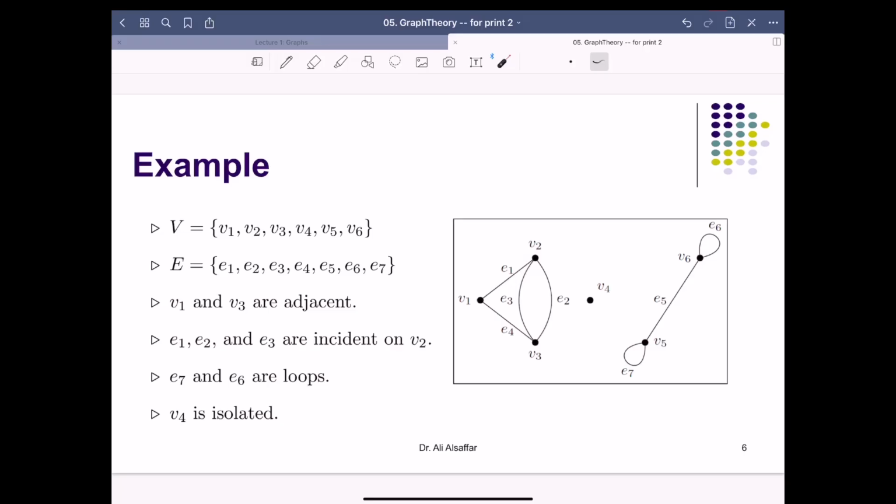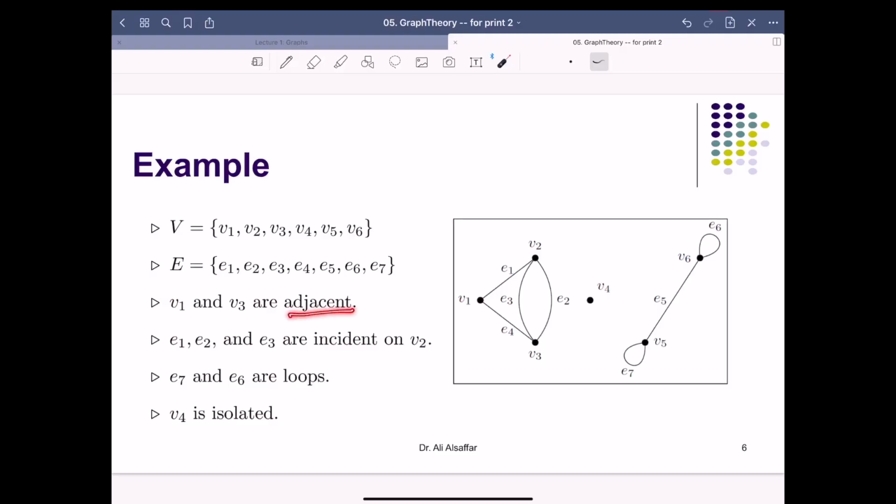As we said, a graph consists of 2 sets. A set of vertices, and these are the labels of the vertices, V1, V2, V3, V4, etc. And these are the set of edges. Also we have labeled, this is E1 between V1 and V2. This is E5 between V5 and V6. And this is E6, which is a loop, its endpoints are V6.